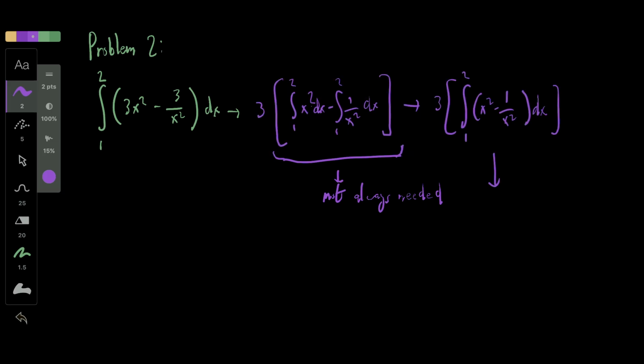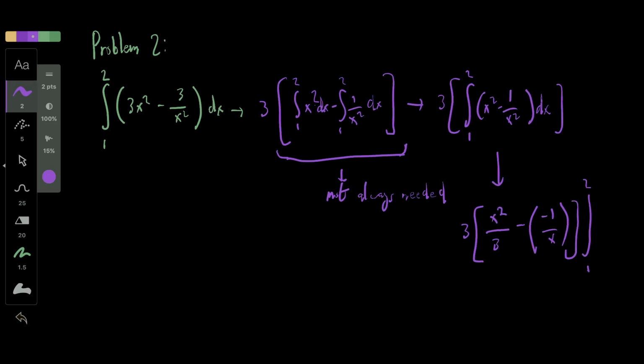So when we integrate this using our power rule, we get 3 times x cubed divided by 3 minus, now since 1 over x squared is x to the power of negative 2, that means we're going to have x to the power of negative 1 divided by negative 1. So x cubed over 3 minus negative 1 over x. Now this is all from 1 to 2.